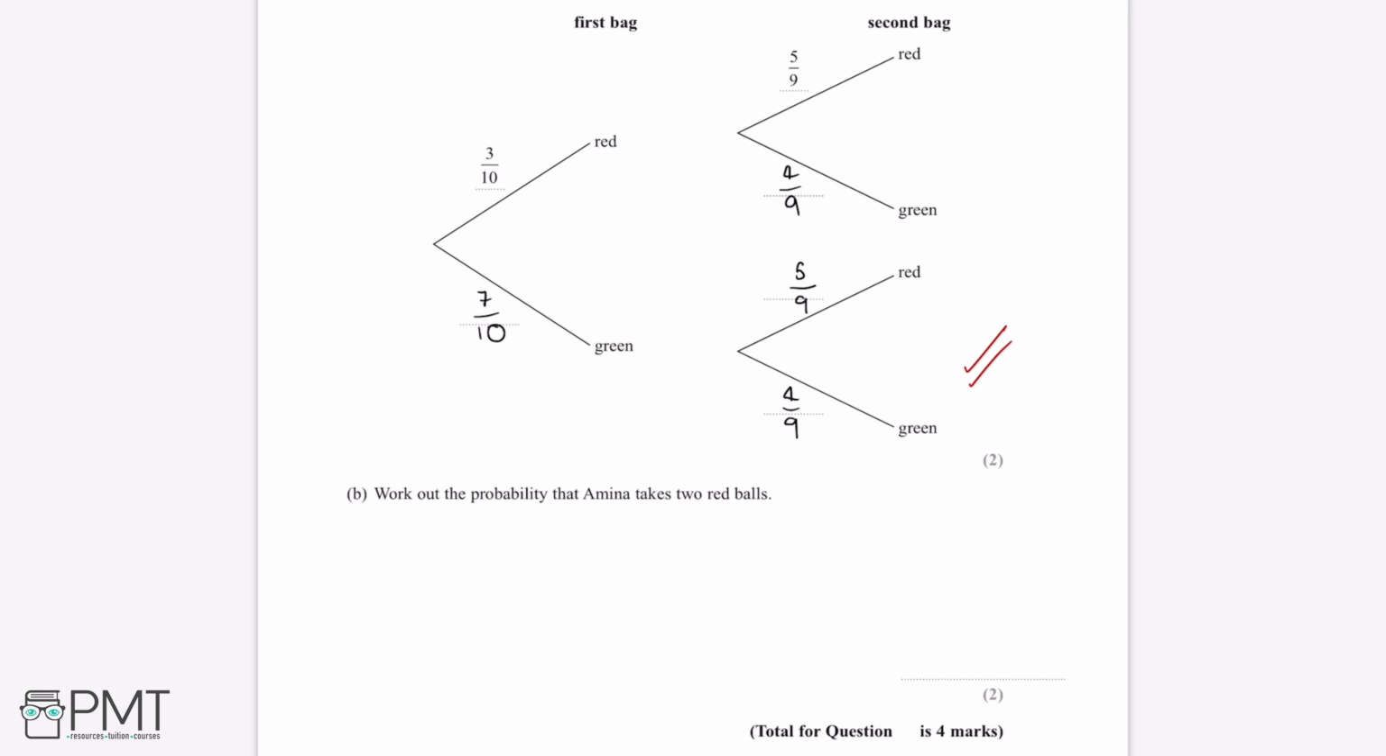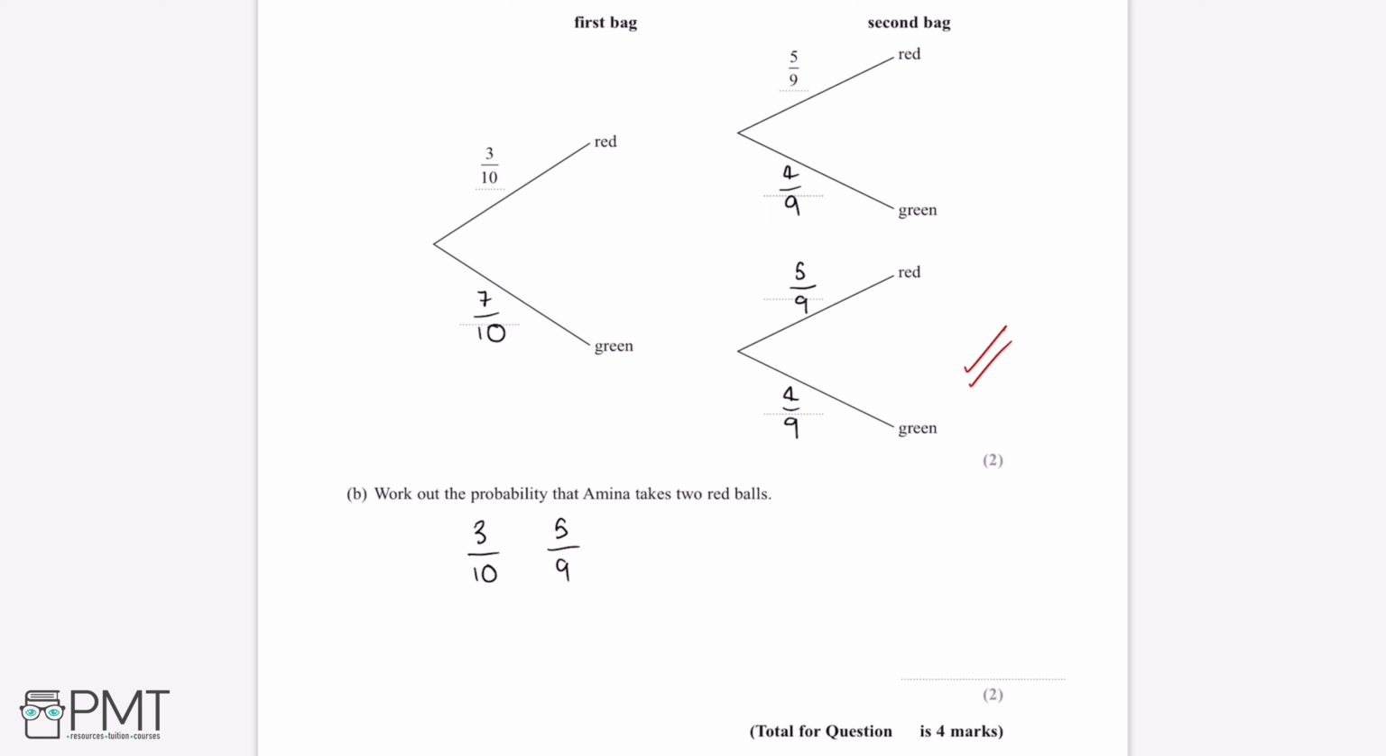Work out the probability that Amina takes 2 red balls. So we're going to need to use this probability tree diagram from part A. If Amina takes 2 red balls, she'll need to take a red ball from the first bag and also a red ball from the second bag. So the probability of choosing a red ball from the first bag is 3 over 10. And then the probability of choosing a red ball from the second bag is 5 over 9.